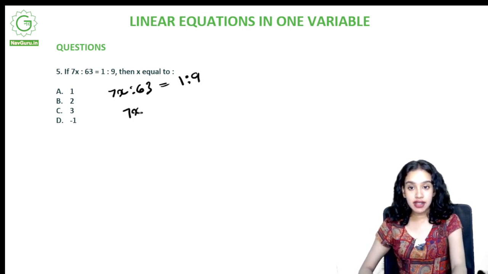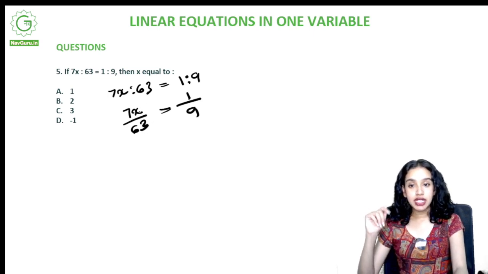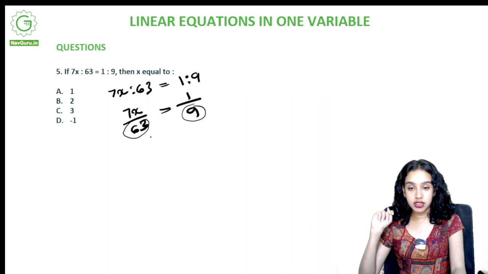It means that 7x by 63 is equal to 1 by 9, right? So what do we do here? We need to isolate the term with x, right? So we have 63 in the denominator here. We have 9 in the denominator here.